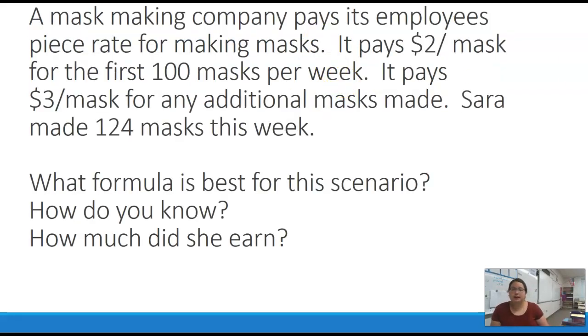This is on the top right on your extra practice or more practice. So we have a mask making company that's paying its employees piece rate for making masks. It pays $2 per mask for the first 100 masks made per week. It pays $3 per mask for any additional masks made. Sarah made 124 masks this week. So the first thing I want you to do is think about which formula we should use. And hopefully after reading this, you're thinking to yourself, she's getting paid per mask, so this is an example of piece rate. The reason why we know is she's being paid per mask.